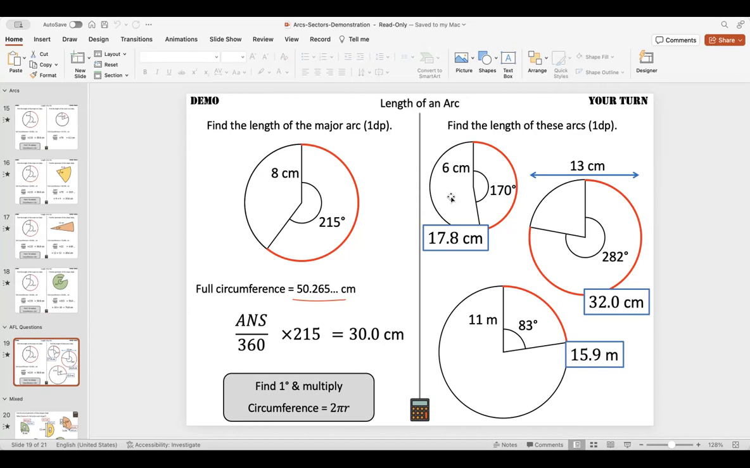So the answers are there. Just work it out and you actually get it. That is it. So thank you. You can just try this one, then pause the video so you can double check your answers.